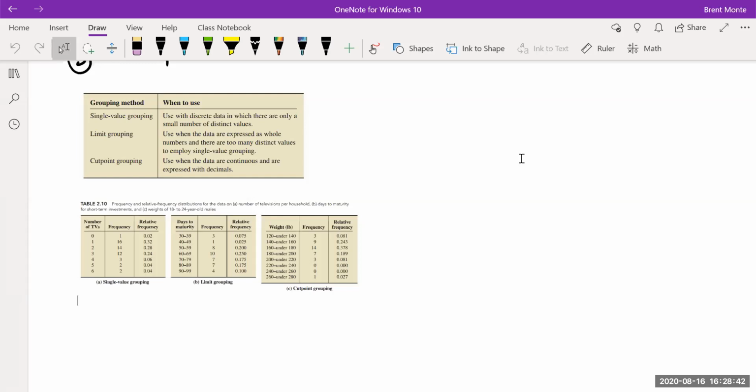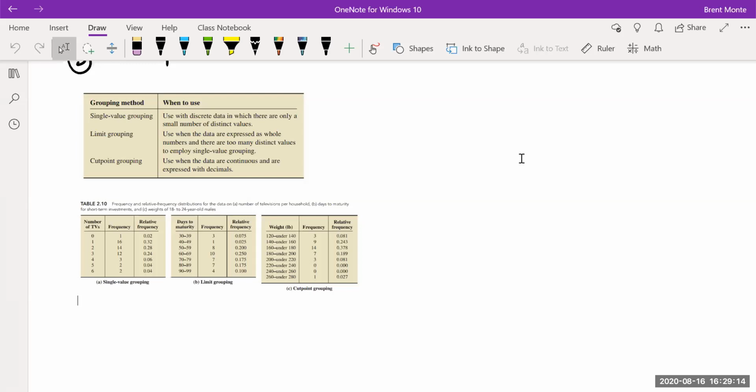Now look at part B, where it talks about days to maturity for short-term investments, for some sort of a bond or something to give us money probably. When I look at that, it's from 30 all the way to 99 days. Too many. We don't want to list 30, 31, 32, all the way up to 99. So they do limit grouping: 30 to 39 in this group, 90 to 99 in the last group.